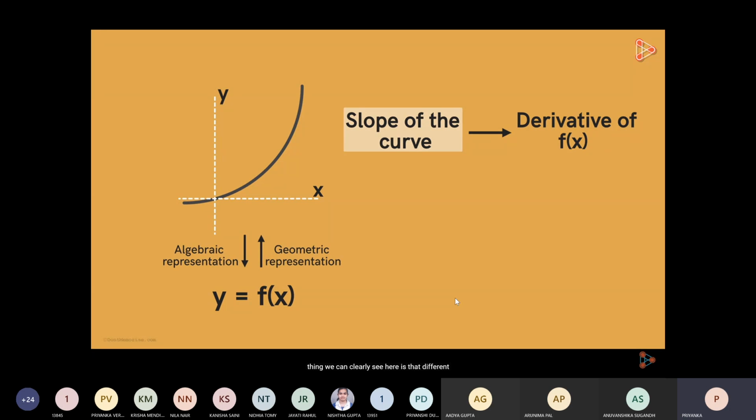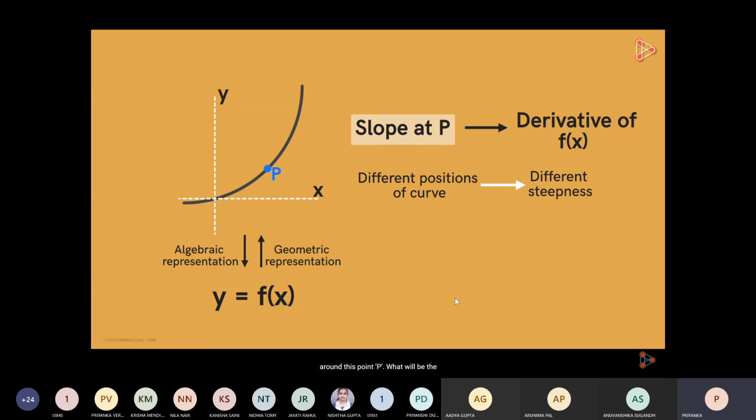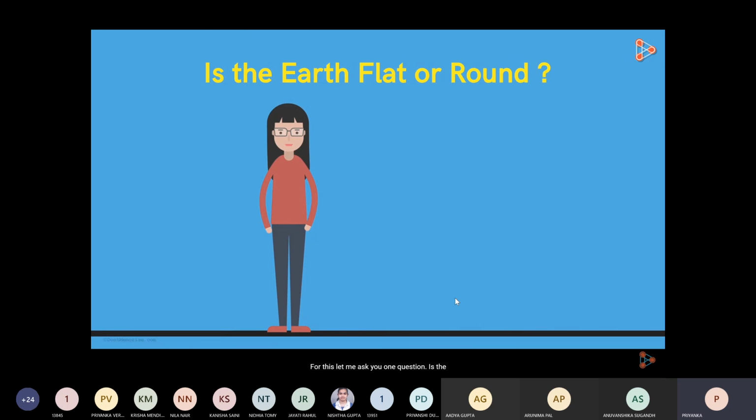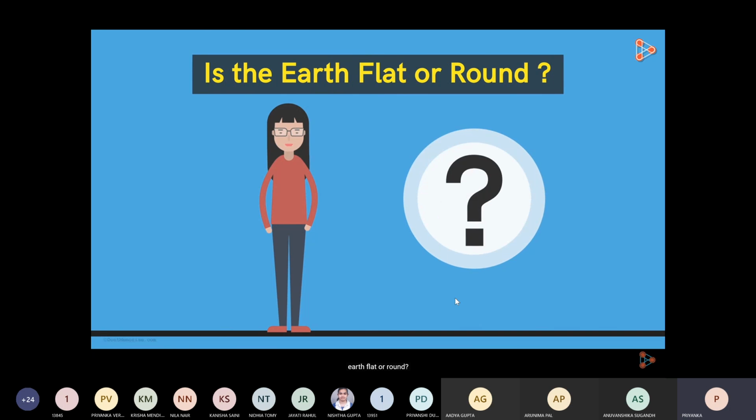One thing we can clearly see here is that different positions of the curve will have different steepness. We can intuitively see that as we move from the left towards the right along the curve, it gets steeper. So the slope of the curve in general doesn't make sense. So let's focus our attention around this point P. What will be the slope at this point? For this, let me ask you one question. Is the Earth flat or round?